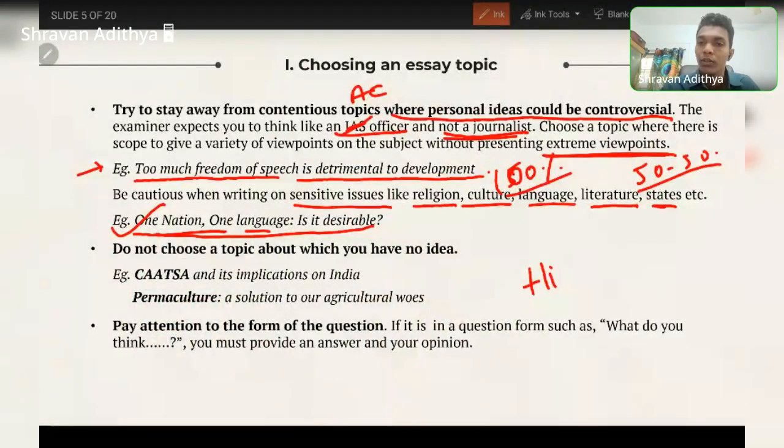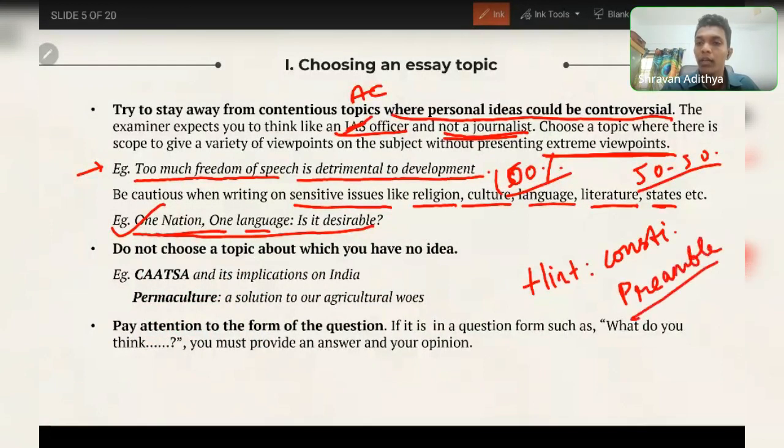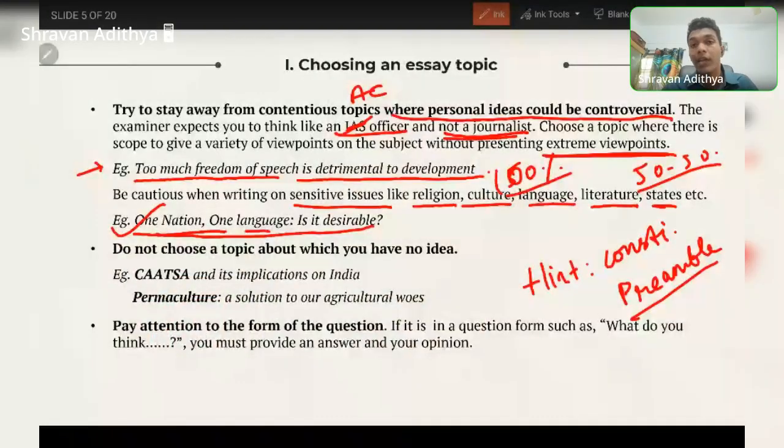When writing on sensitive issues, try to keep your personal opinions in the back seat. Write about what is good for the country, and what would be good for the different sections of the population. Go for that. And if they are asking a contentious topic, the hint is to look at the constitution, or you can look at the preamble. See what the preamble says, what kind of a country the constitution makers wanted India to become, or what the constitution or the fundamental rights say. That is a good place to take hints from.